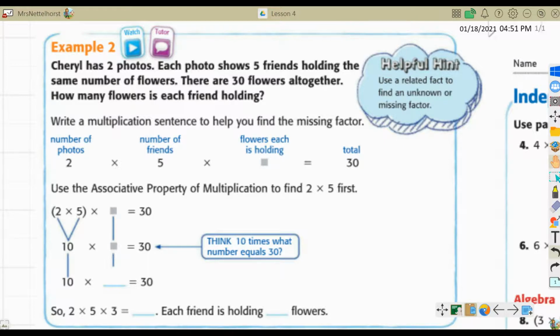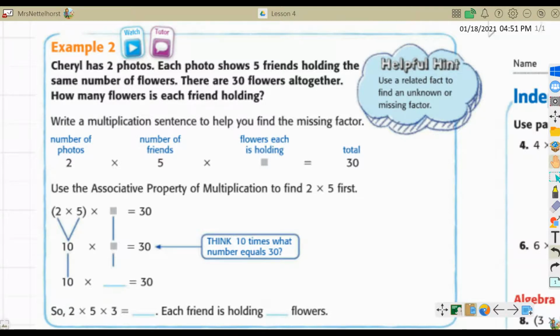So let's now put the numbers in there and fill in our pictures a little bit better, literally and figuratively. Cheryl has 2 photos. So I see she has 2 pictures. Each photo shows 5 friends. So there's 5 friends in this photo, 5 friends in this photo, holding the same number of flowers. There are 30 flowers altogether. We don't know how many each of them is holding. Okay, so let's find out what the question is.